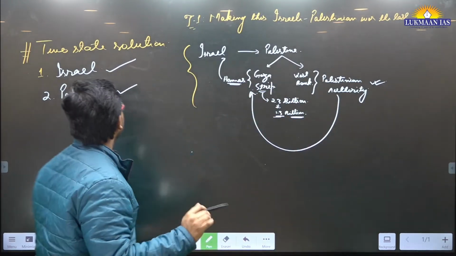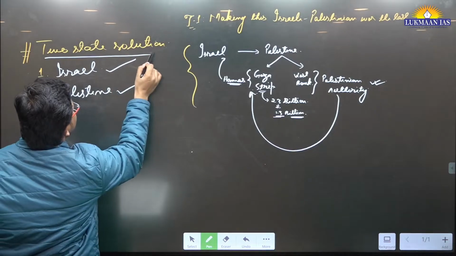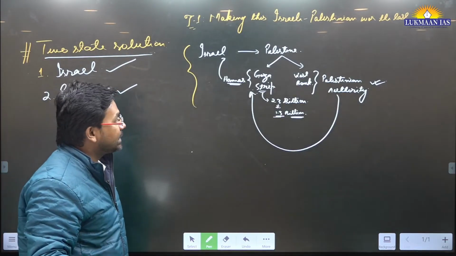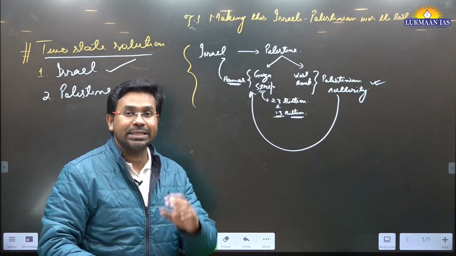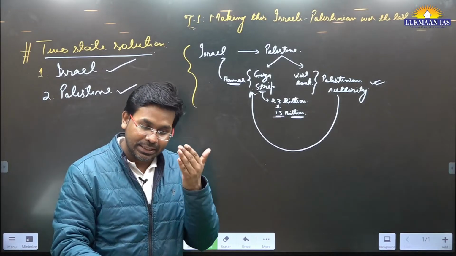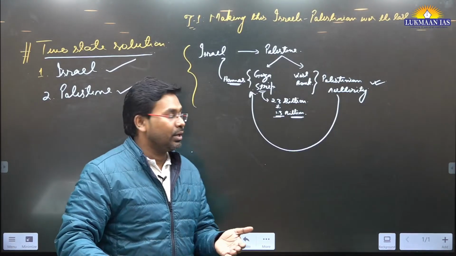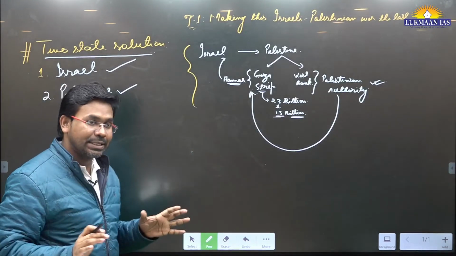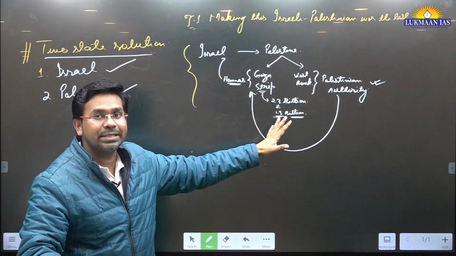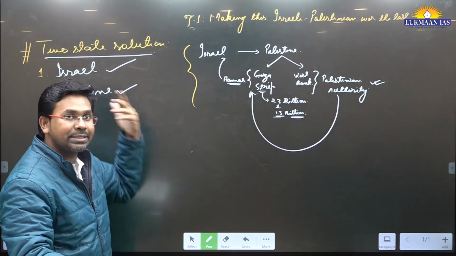So this is the thing. As of now, a two-state solution is seen. But the thing is, Palestinian people do not recognize Israel as a different state. But it is a practical thing. Although Israelis have, let's say, encroached upon the territory of Palestinians, they have created a state for themselves.